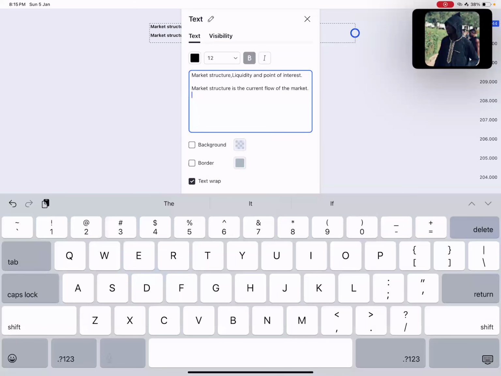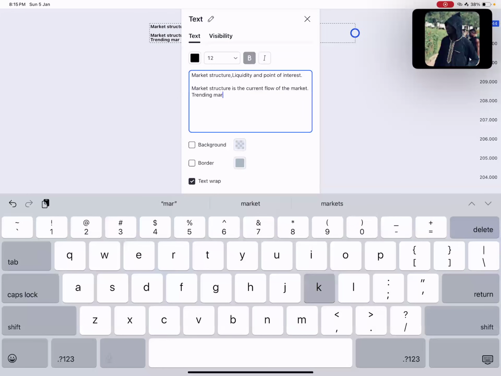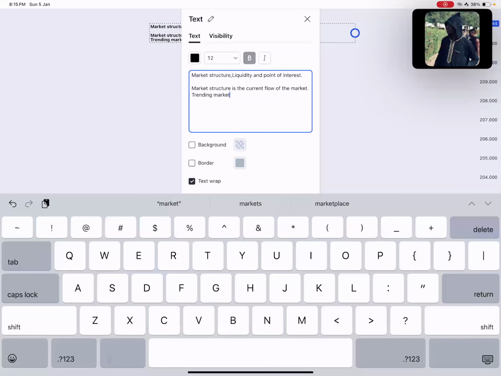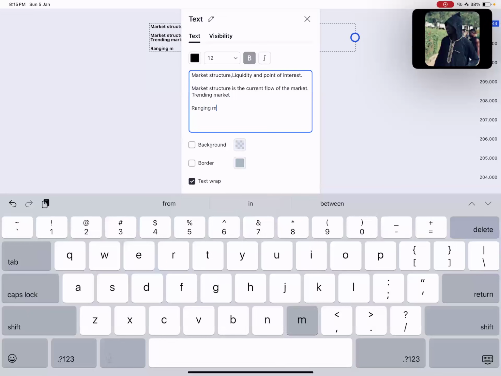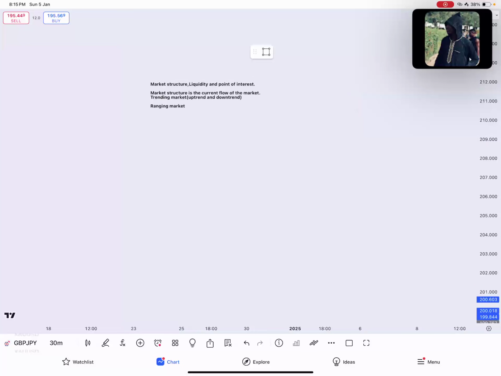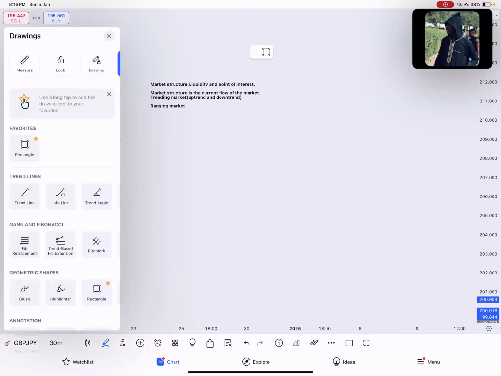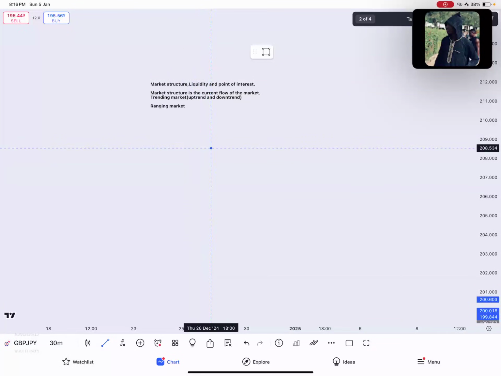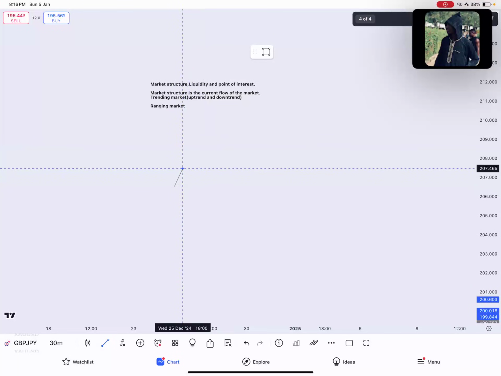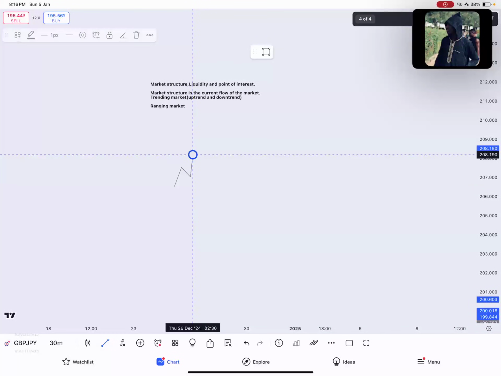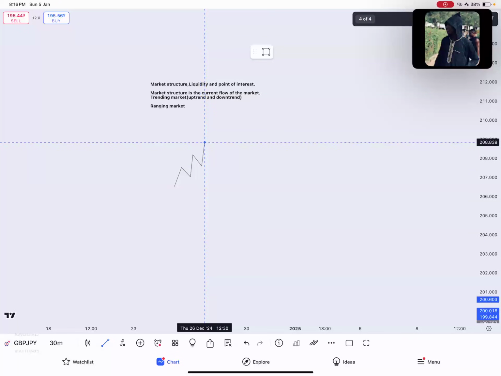So under market structure, we have two market movements. We have the trending market, then we have the ranging market. Under the trending market, that's where you have your uptrend, and then you have your downtrend. So your uptrend being one where the market is making a series of what? Higher highs and higher lows. That's something like this. If the market is doing something like this, higher highs and then higher lows, higher highs, higher lows.